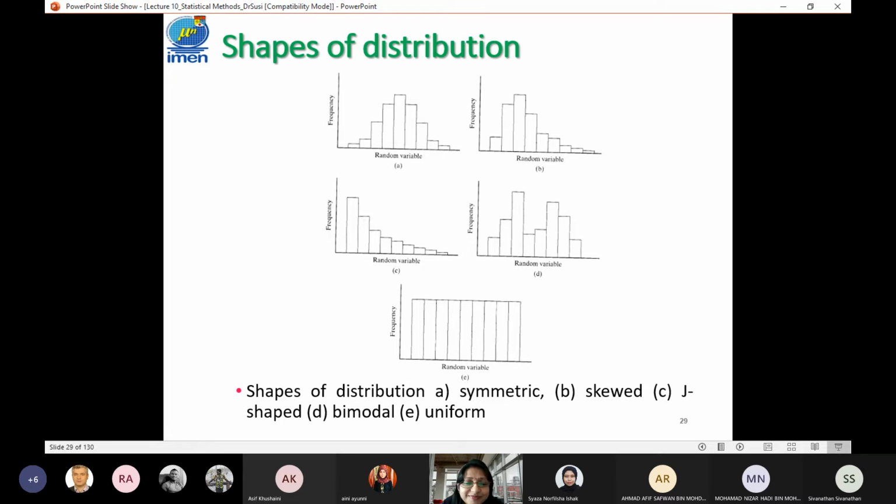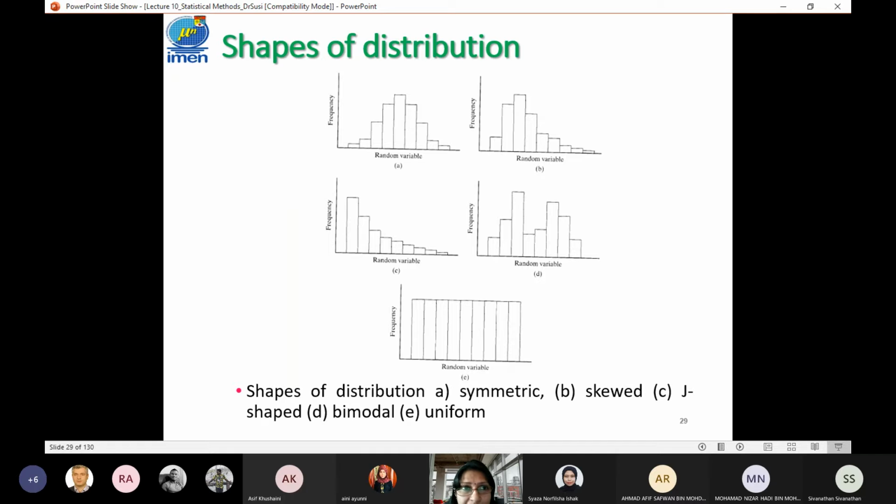I guess you need to understand whether the distribution is normally distributed or another distribution. Yeah. Okay. Then only you will do the statistical analysis after that. Okay. Good, Siva.